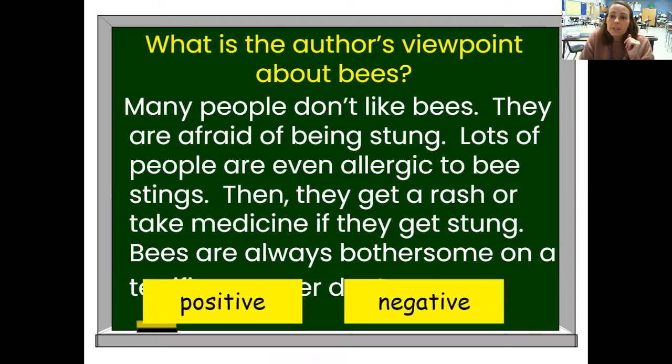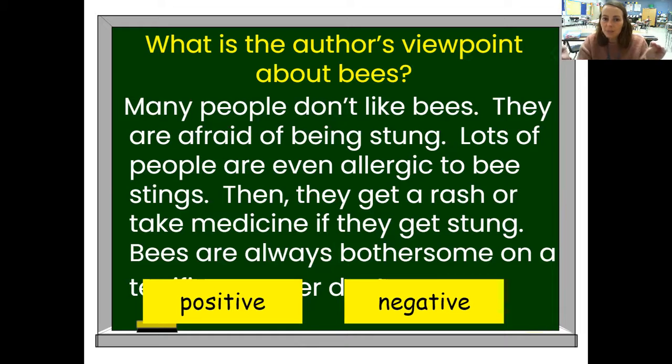Okay, this one says, many people don't like bees. They are afraid of being stung. Lots of people are even allergic to bee stings. Then they get a rash or take medicine if they get stung. Bees are always bothersome. How does this author feel about bees? Positive or negative?